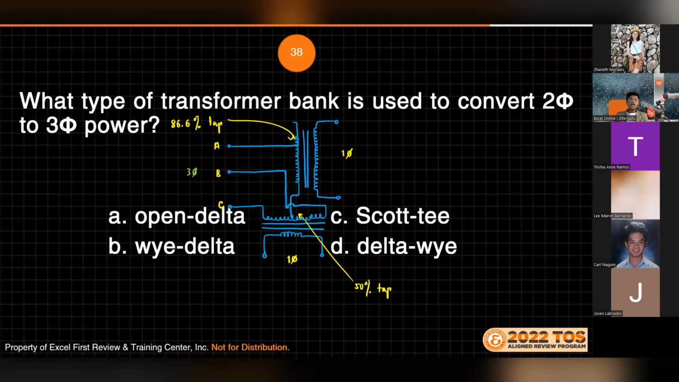Wala kasi itong extra drawing eh. Ayan, ganyan na siya kagad. Oh, kasi tandaan niyo yung tapping na sinasabi, ito yon. Yan yon, no? Tsaka ito. Ayan. So 50% tap dun sa winding na yon, dun naman ay 86.6% tap dun sa winding.